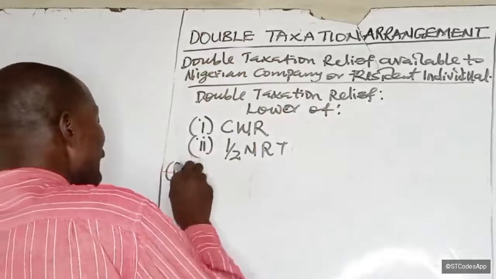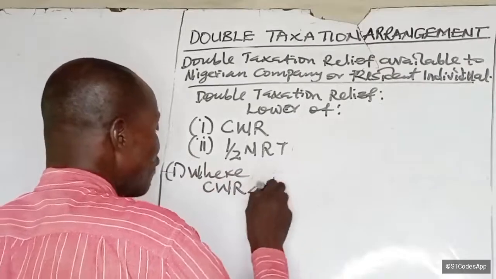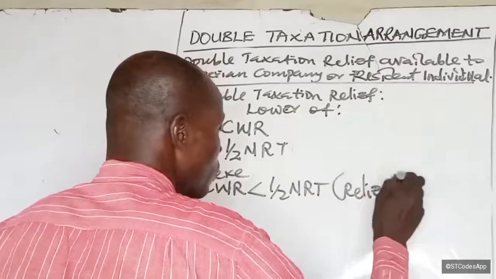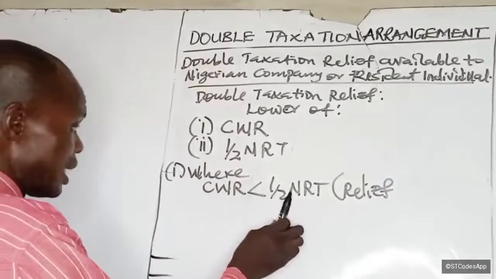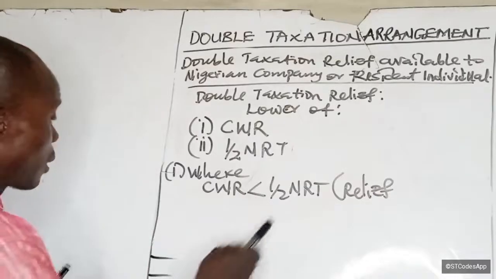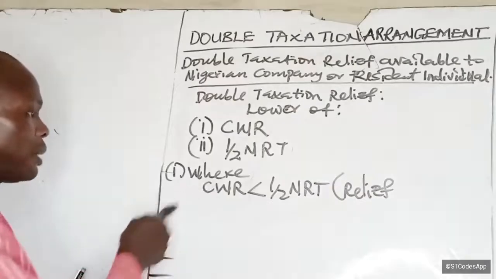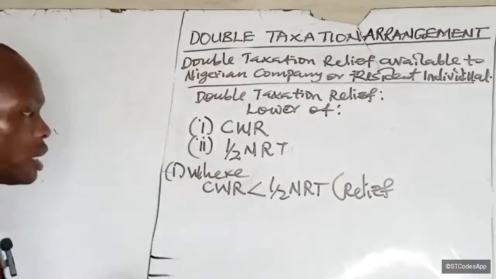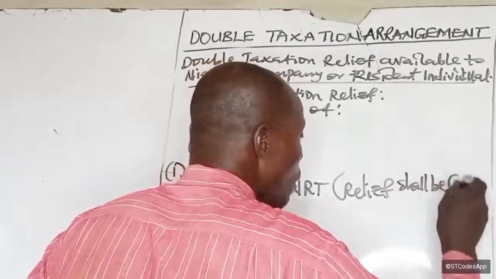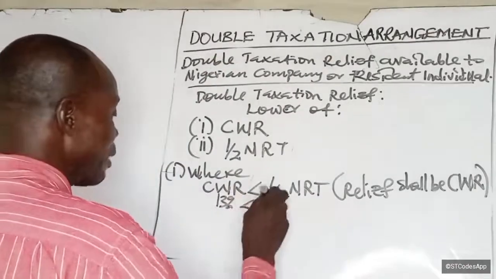One, where the Commonwealth rate is less than half Nigeria rate of tax, relief shall be the Commonwealth rate, since this is lower than this. Nigeria tax rate is currently 30% for company income tax. For a company, 30%. Half of 30% will be 15%. If the Commonwealth rate, let's assume, is 13%, relief shall be the Commonwealth rate, because 13% is less than 15%.